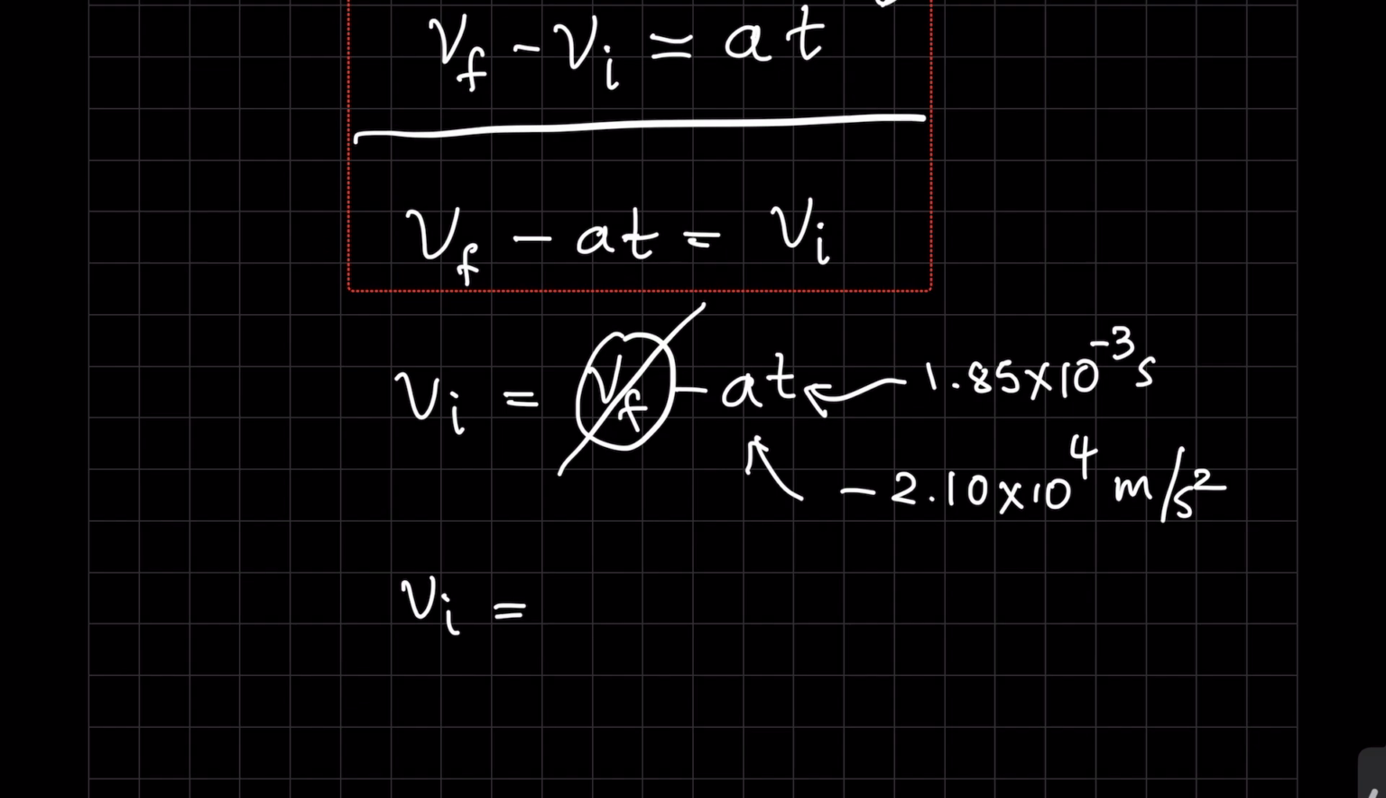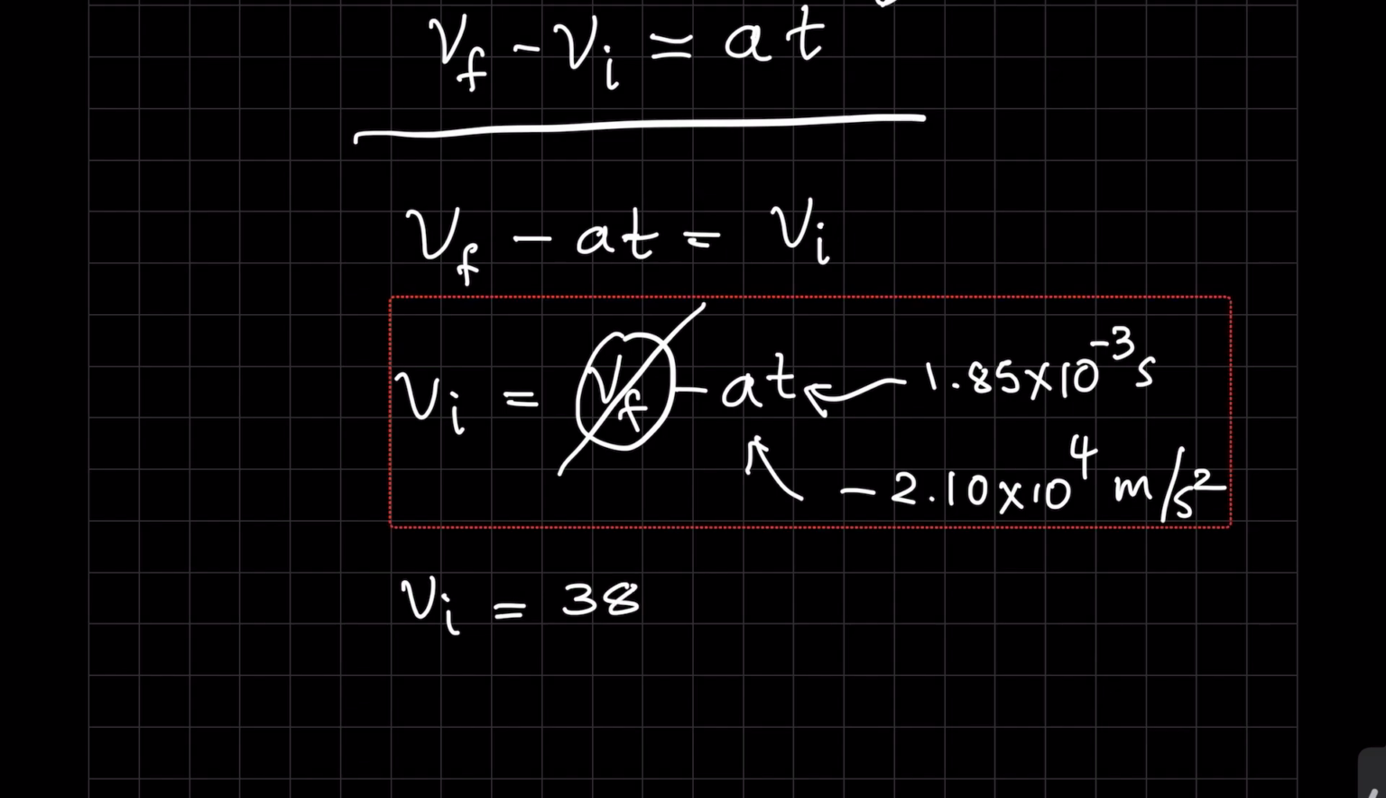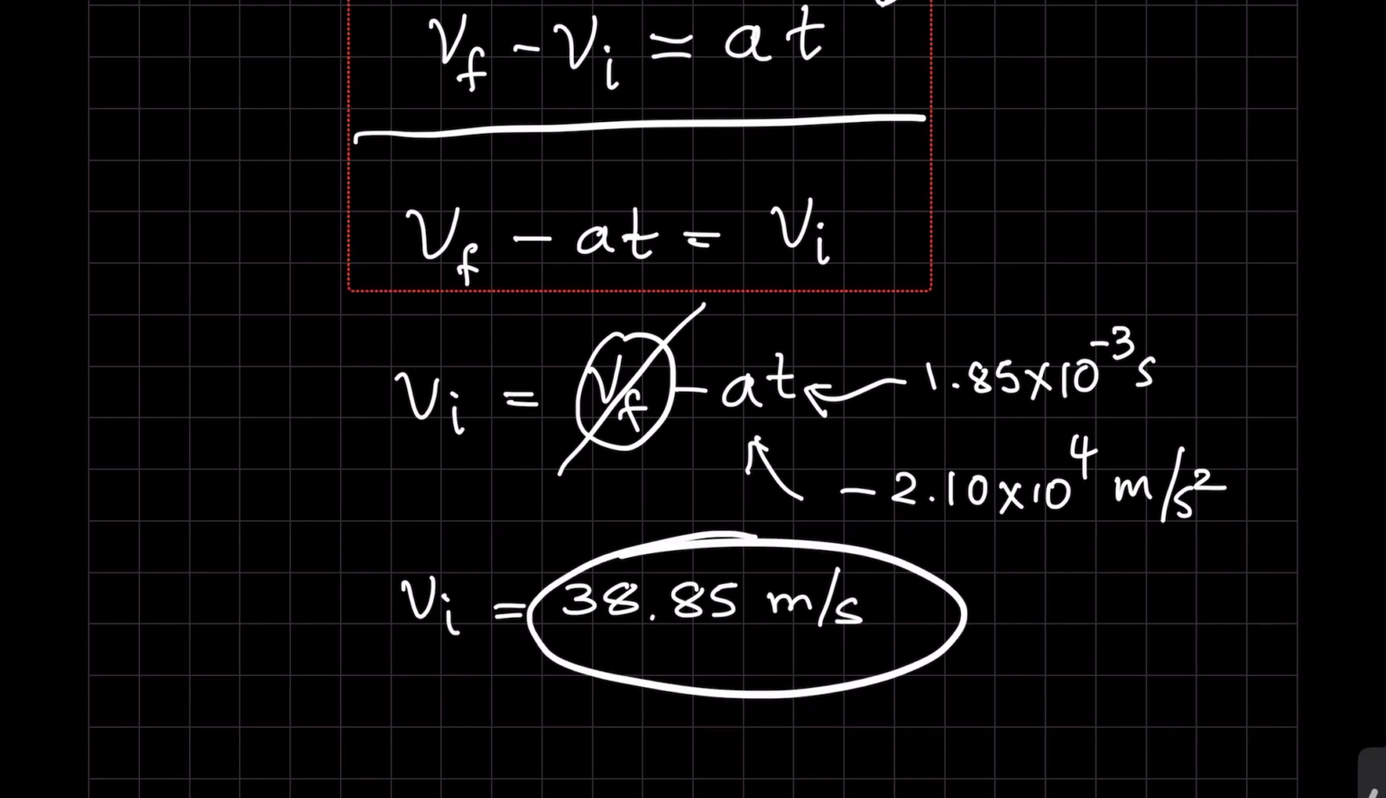Make sure you're checking me. Don't just trust my word for it. You clearly do this yourself with your calculator and type the numbers out and make sure it comes out to the same value. So you should get 38.85 meters per second, right?